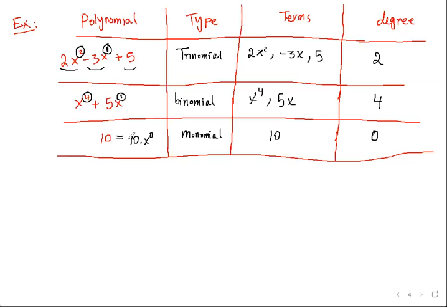10 is equal to 10 times x to the power 0. We have only this exponent, 0. So the degree is 0. So always the degree for any real number is 0. If I see a real number, 10, 9, 7, 8, always I have to know the degree is 0. So in general, make sense? Okay.